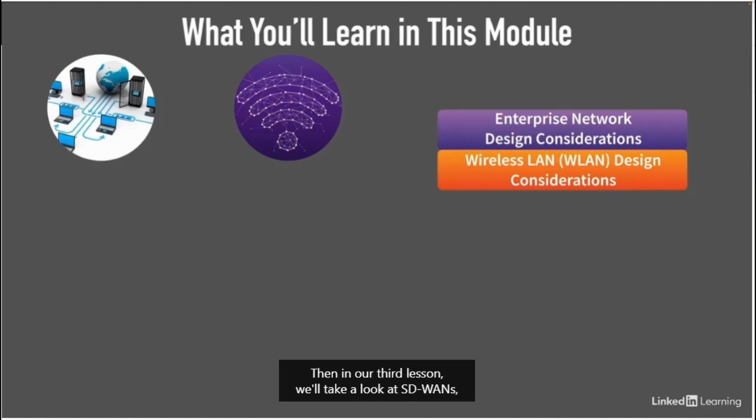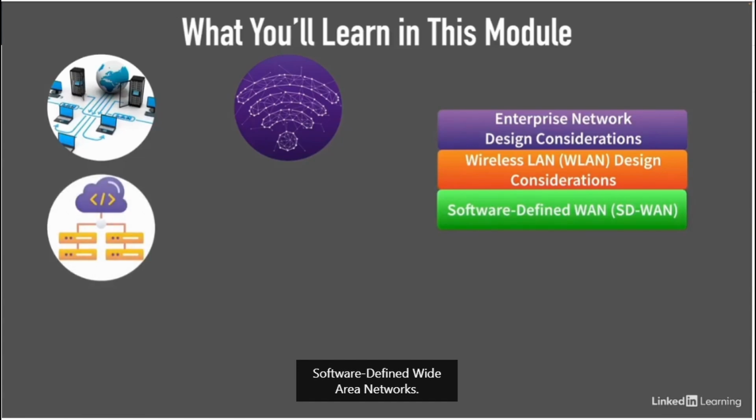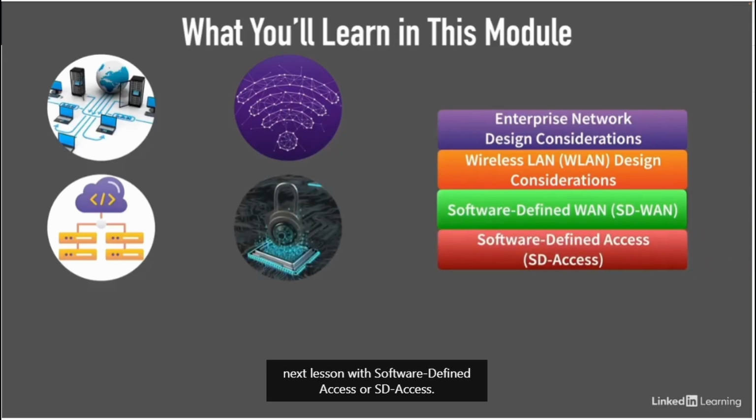Then in our third lesson, we'll take a look at SD-WANs, software-defined wide area networks. We'll see theoretically how they work and take a look at some of the pieces and parts that make up Cisco's solution when it comes to SD-WANs. We'll follow that up in our next lesson with software-defined access, or SD access. Here, instead of having a bunch of access control lists, for example, where a user's access might be tied to their IP address, we can identify our user, put them in a group, and then give that group a certain level of access, no matter where that user is physically on the network.